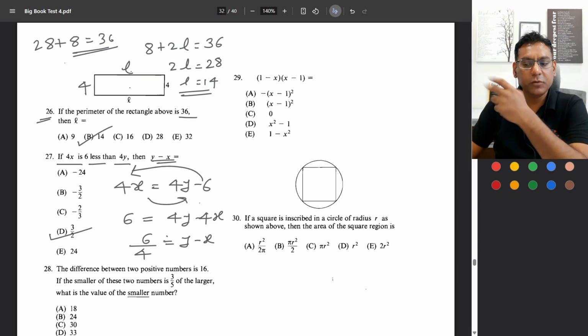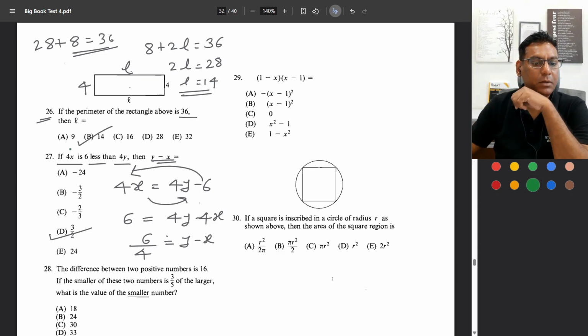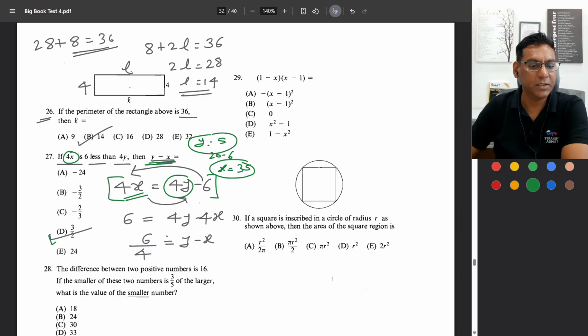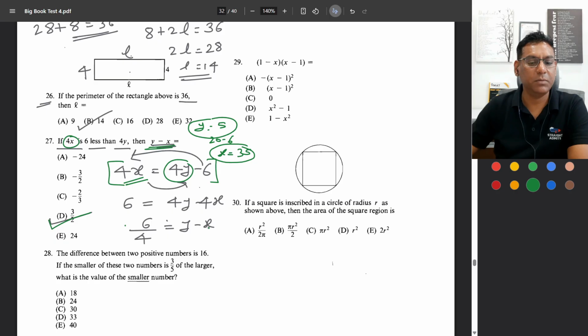Okay, you could have also taken some numbers. Let's say, for example, this equation, right? Let's say y is equal to 5. So what do I get here? 4y is 20, 20 minus 6 is 14. So x will have to be 14 by 4, which is 3.5. X is 3.5, y is 5. What is y minus x? 1.5. Same thing. You would have got the same answer. It would have also worked for any other set of numbers.